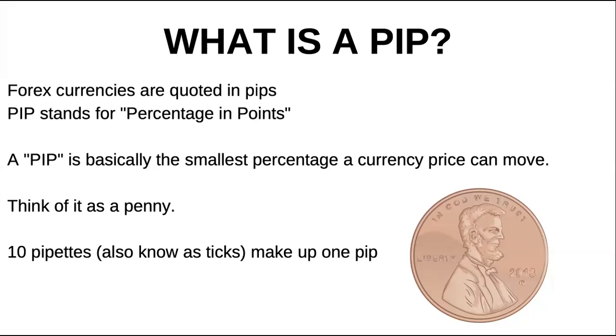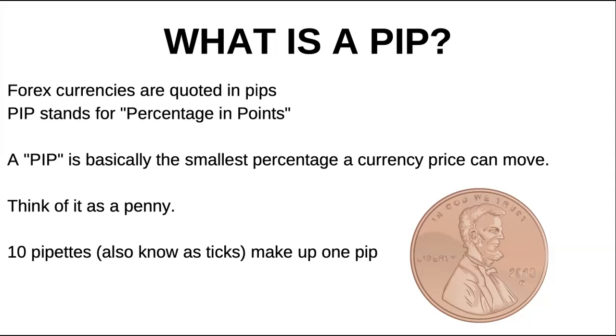And so the best way to think of it is a penny compared to a dollar. It takes 100 pennies to make up a dollar. So that's how you can think of a pip. Even smaller than a pip, there is a pipette. So think of dividing a penny into fractions.